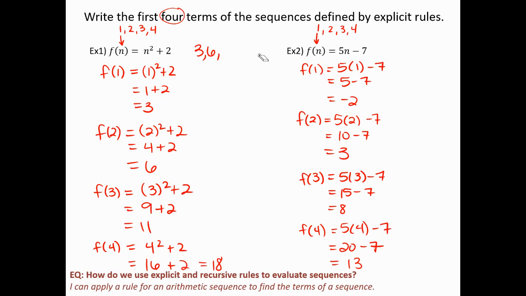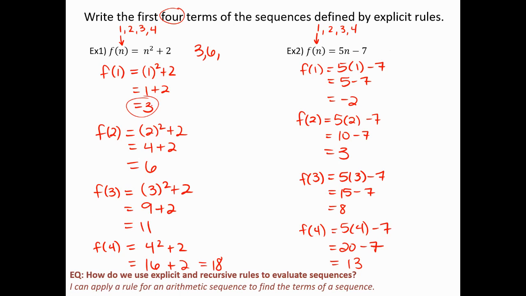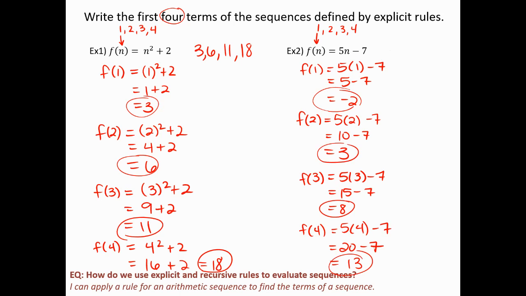Sorry, I get carried away here. The first 4 terms of the sequence, let me just double check, was 1, 2, 3, and 4. And then if we check them on this one, it's -2, 3, 8, and 13. So that would be -2, 3, 8, and 13. All right, there we go.